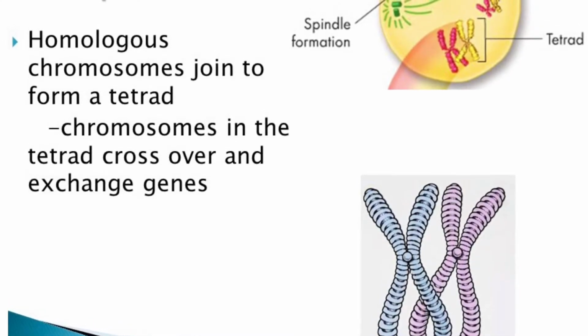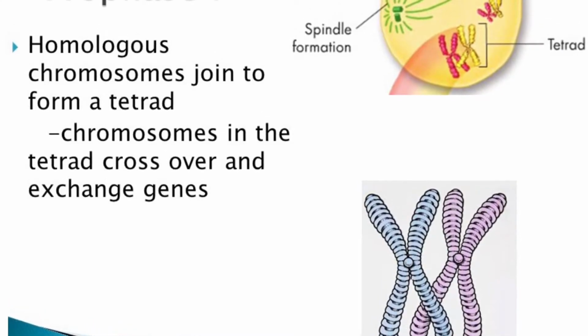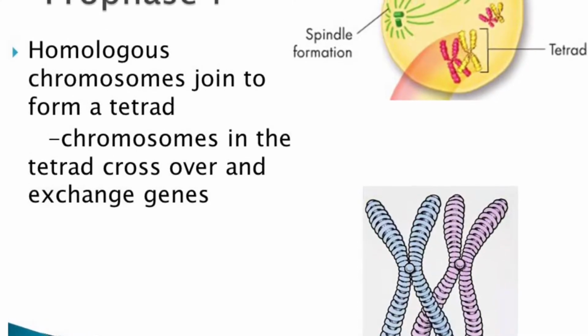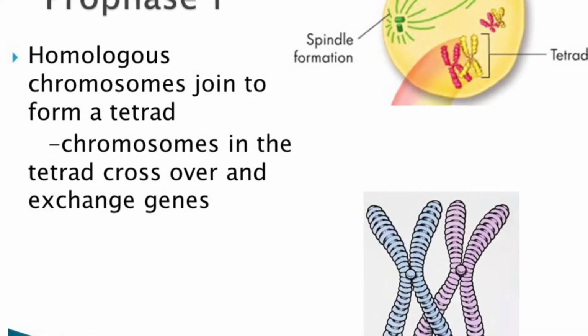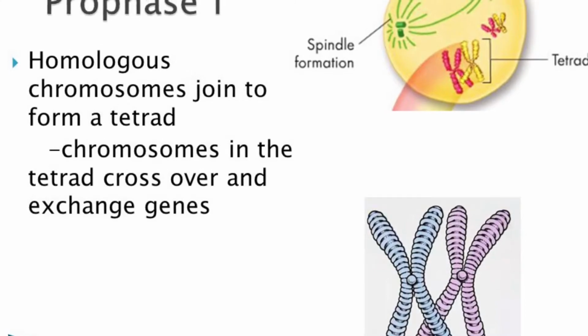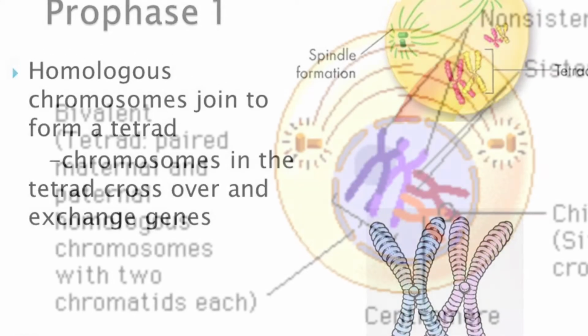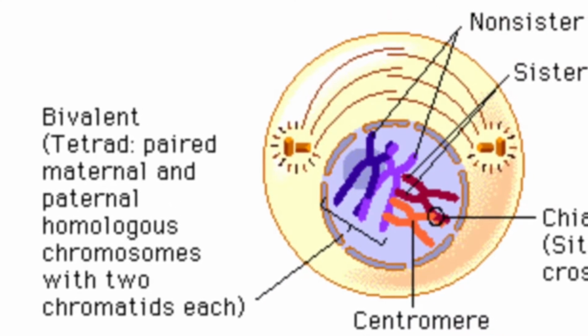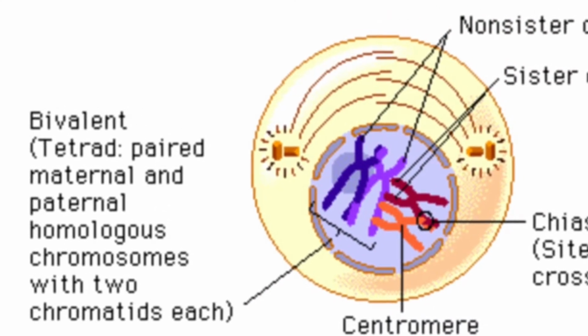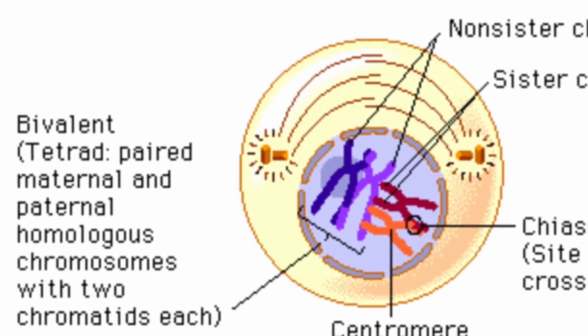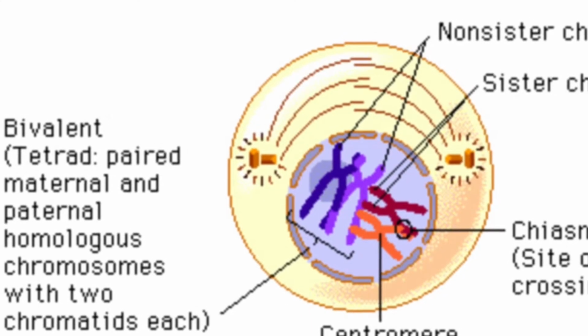During synapsis, the chromatids within a homologous pair twist. Portions of the chromatids may break off and then attach to adjacent chromatids on the homologous chromosome. This is known as crossing over, and it permits the exchange of genetic material between maternal and paternal chromosomes. Genetic recombination starts because of this.